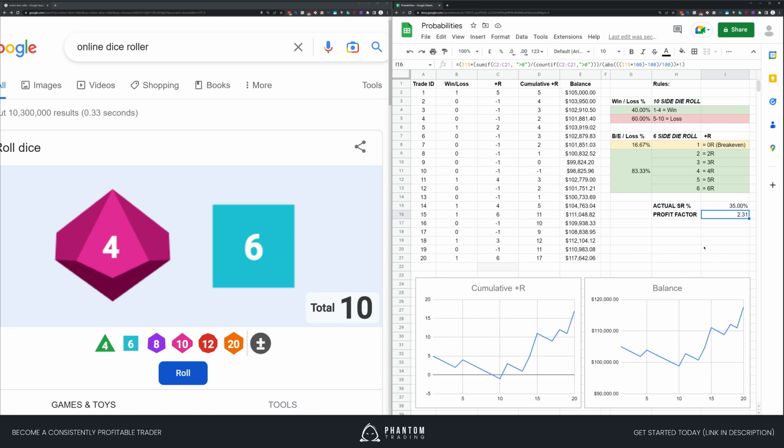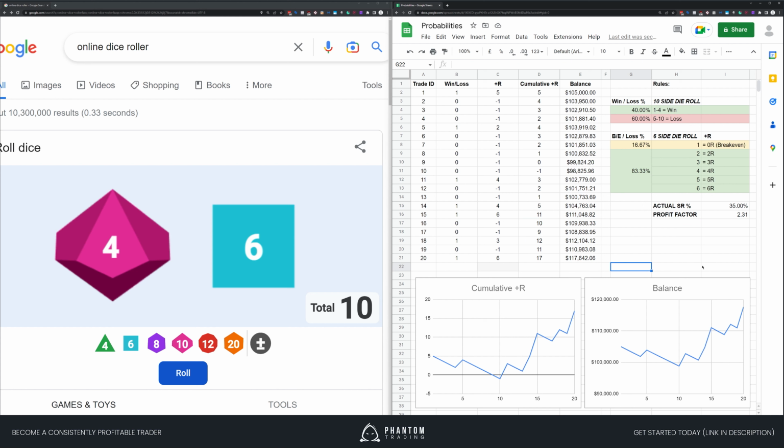So that's a very healthy profit factor, actually. Anything over 1, obviously, is a profitable system. 1.5 is considered good. 2 is considered great. 3 is considered excellent. Anything above that is like outstanding, right? It's exceptional.